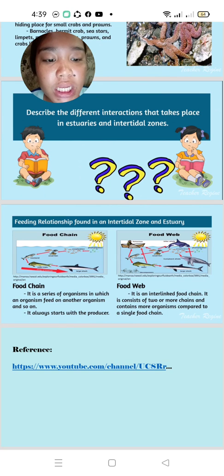Next is the food web. It is an interlinked food chain. It consists of two or more chains and contains more organisms than a single food chain. So the relationship of food chain and food web: a food chain outlines a single path, while a food web is all of the food chains in an ecosystem, and each organism in an ecosystem occupies a specific trophic level or position in the food chain or web.